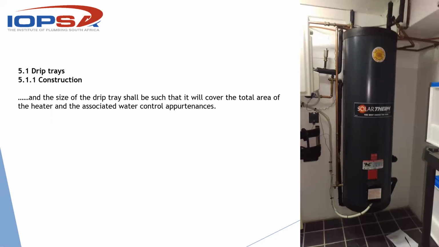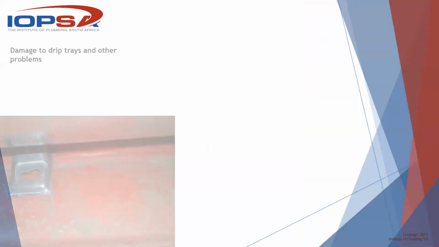It carries on. It says the size of the drip tray shall be such that it will cover the total area of the heater and the associated appurtenances, which just means valves, etc. So whatever the valves are, whatever appurtenances, whatever attachments that you are wanting to attach to the geyser in a normal installation, that'll be a PIRB, vacuum breakers, shutoff, TP, etc. Sometimes in a solar, you're looking at pumps, non-return valves, mixing valves, etc. This means that all of that stuff must fit over the tray.